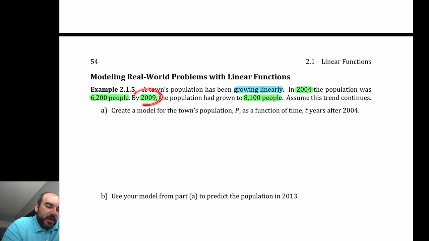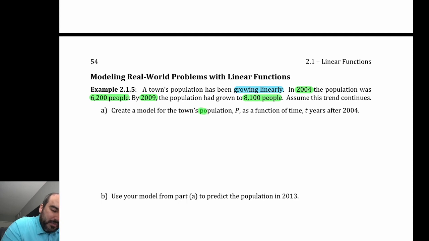So we have another time and population. Those time population pairs are going to be our points. Remember how I said if we have 2 points, we use the point slope form. We're going to use that for this. But first, let's write the time, comma, population points for this model. So part A says create a model for the town's population P as a function of time. So that actually tells us the variables we're supposed to use.